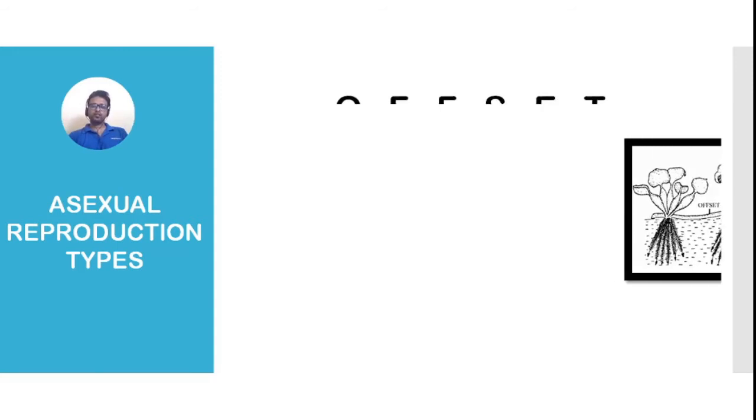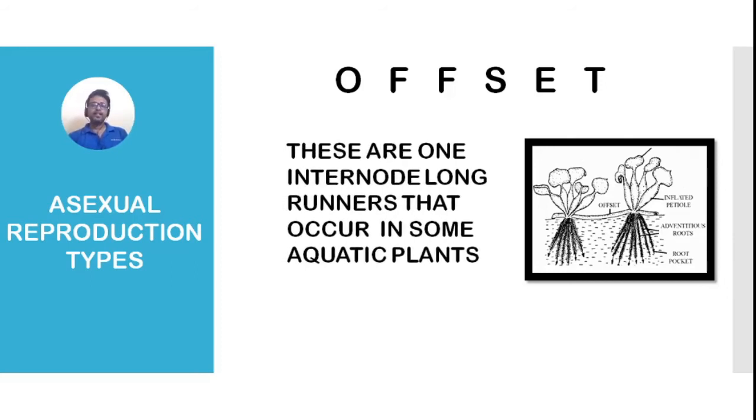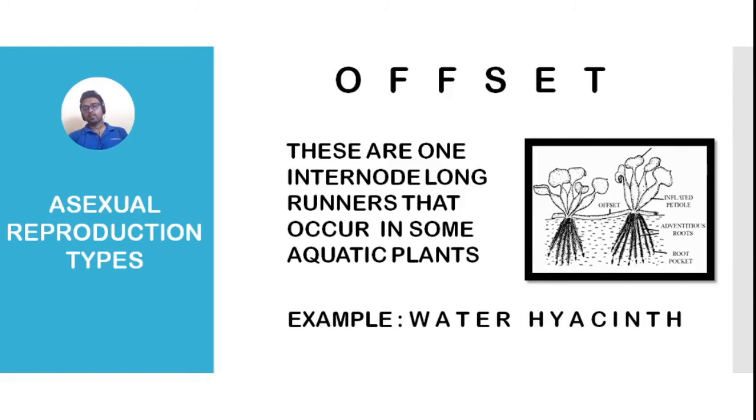Okay, let's go to the next one. Offset. Offset is also a modification of stem. You see, this is a node and this is another node. From this node, the leaves arise, and from this node also the leaves arise. And the distance between these two nodes is the internode, and this internode is known as offset. Actually, it is seen in aquatic plants, and it is also a type of runner. So actually, what happens from these nodes? First, the offset arises, and here this offset gives rise to new plant parts. That's why it is called a vegetative propagule, and it is commonly seen in water hyacinth.